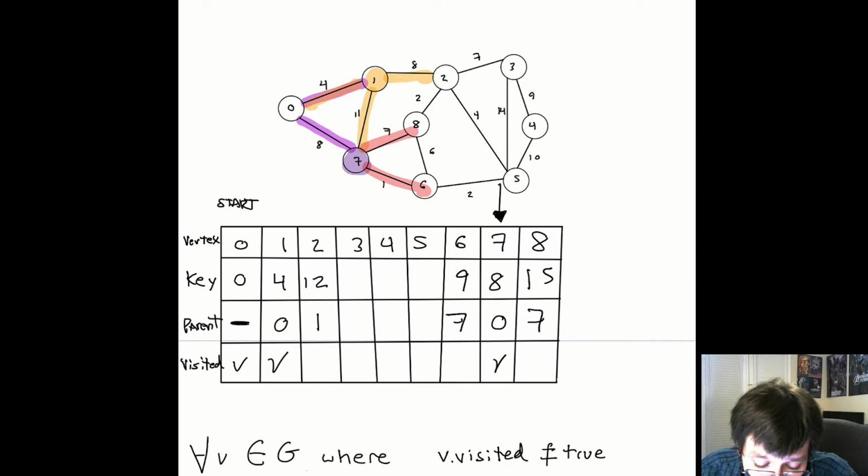Okay, so now we have 3 vertices we can choose from. Vertices 2, 6, and 8. 6 has the smallest value because it has a 9. So we will pick that one. We have to pick that one. It's not a choice at that point.